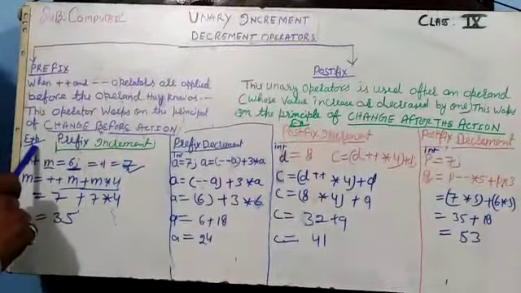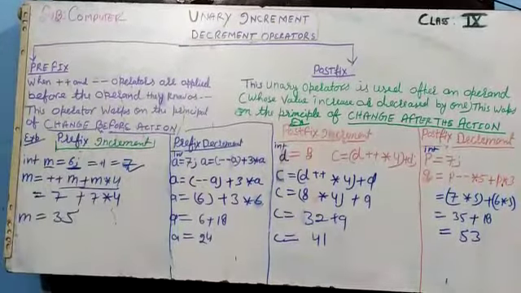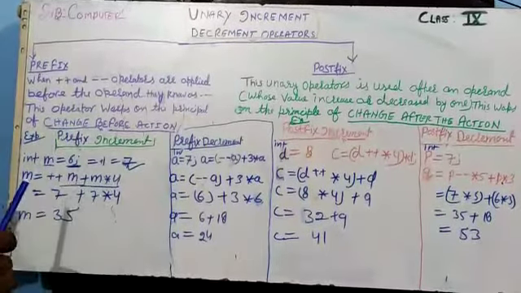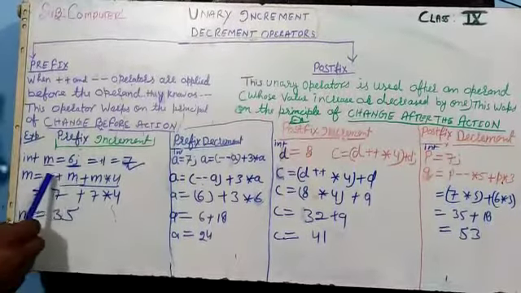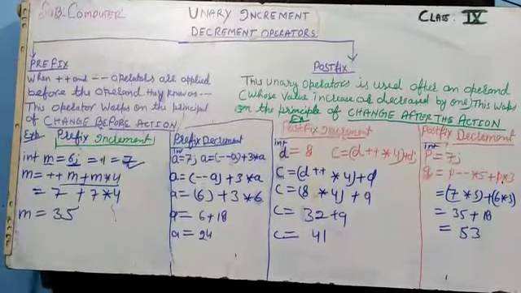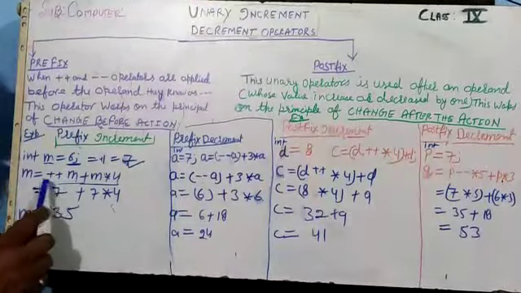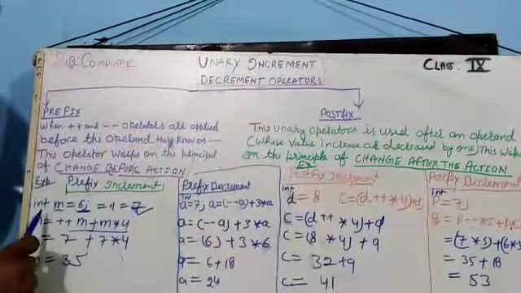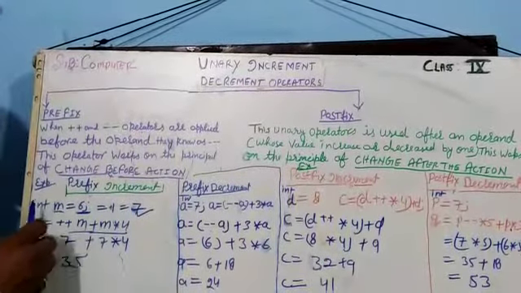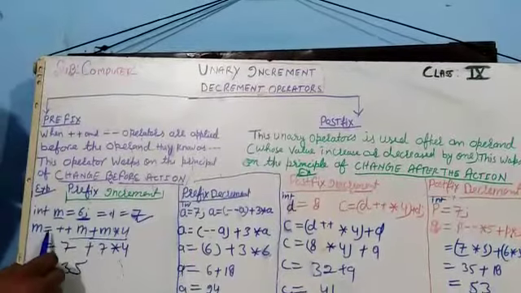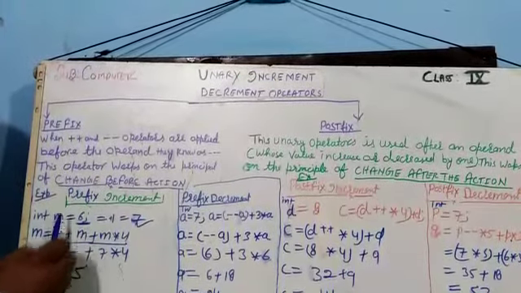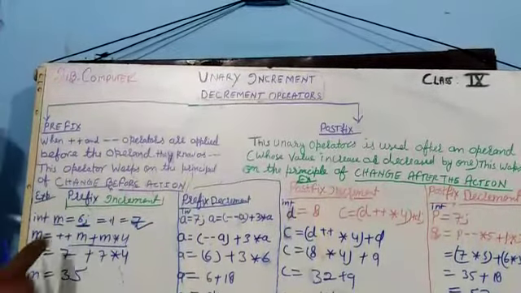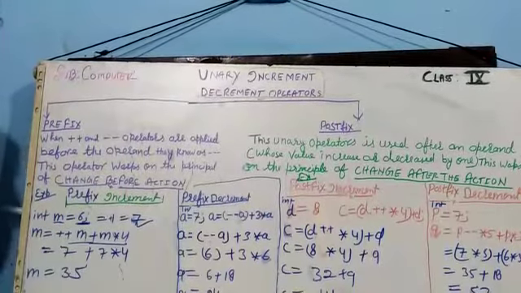Now we will discuss the example of the prefix increment. In the prefix increment, first of all we have to use the operator before the variable, and the value of m is equal to 6. Now we will explain the example. Integer m is equal to 6. m is equal to prefix increment m plus m multiply 4. Now the value of m is given as 6.